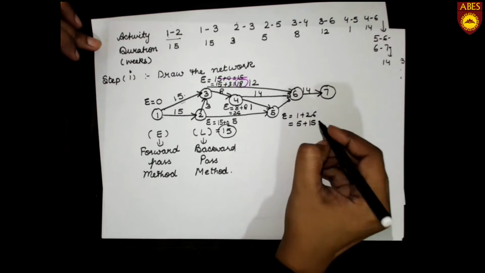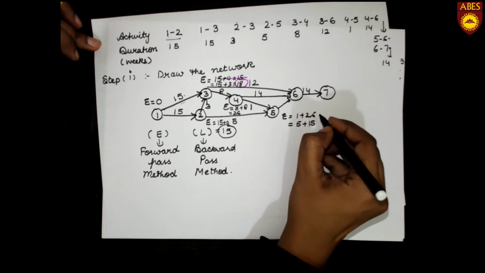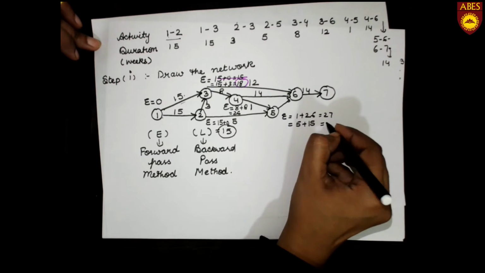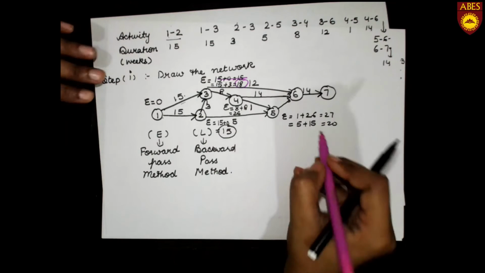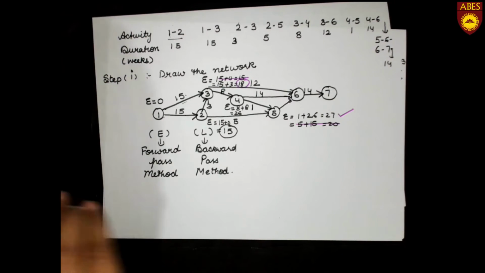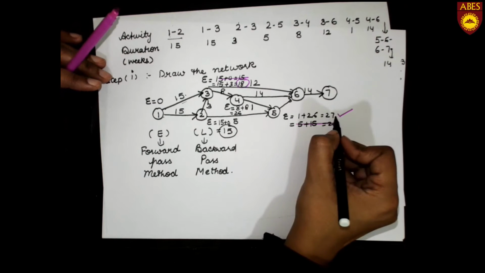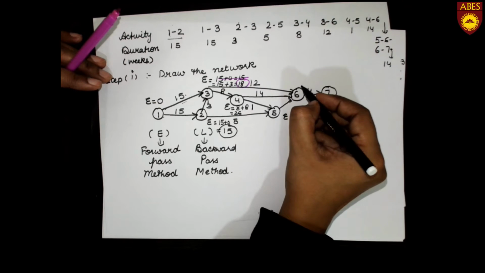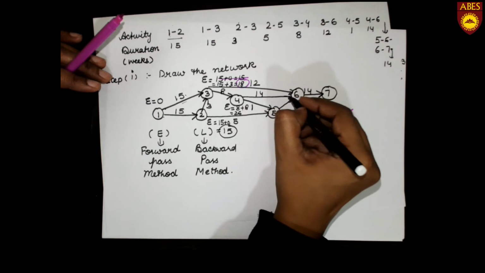Which one is maximum? We will take that value. This is 27 and this is 20. We will cancel out this value and we will take this value as E value is 27. Now at point 6, there are 3 arrows going.